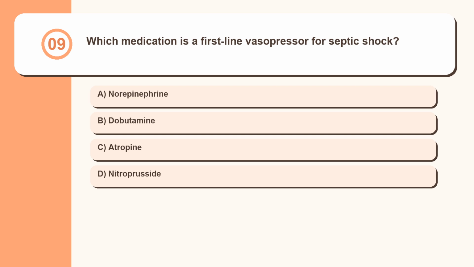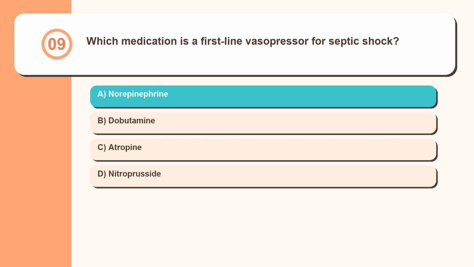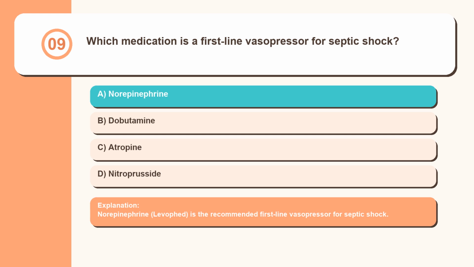Question 9. Which medication is a first-line vasopressor for septic shock? Norepinephrine, dobutamine, atropine, nitroprusside. Norepinephrine, Levophed, is the recommended first-line vasopressor for septic shock.